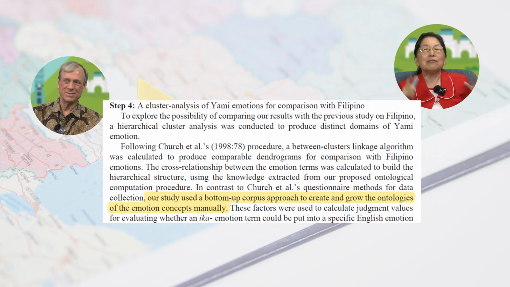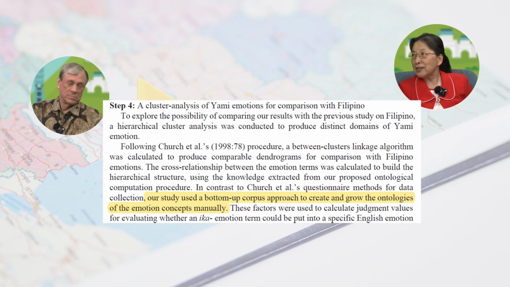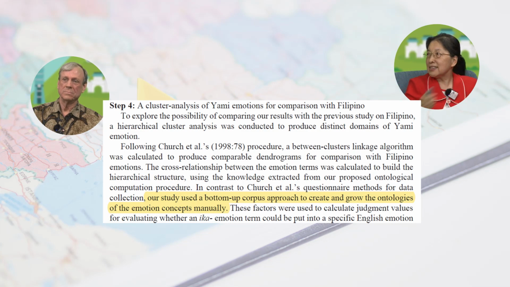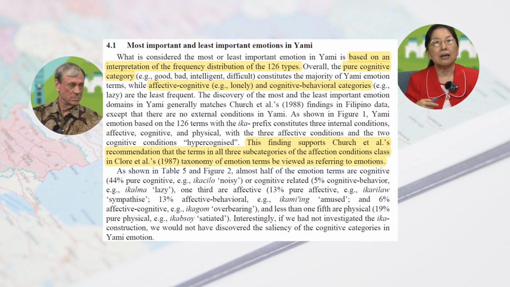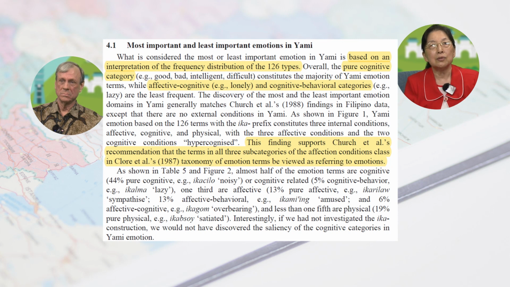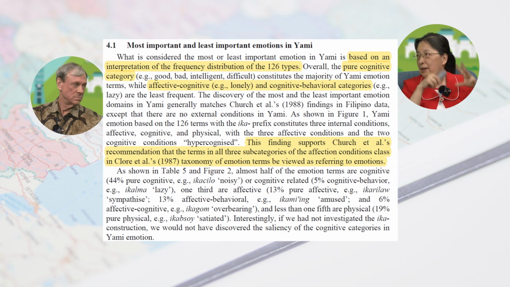so he can use a very fancy tool to analyze the Yami emotion, doing cluster analysis and this and that. All right. So we noticed that what's most common is the pure cognitive category, meaning good, bad, intelligent, difficult. These are the most common. The least common include lonely, lazy. So these are, in general, the categories I noticed.